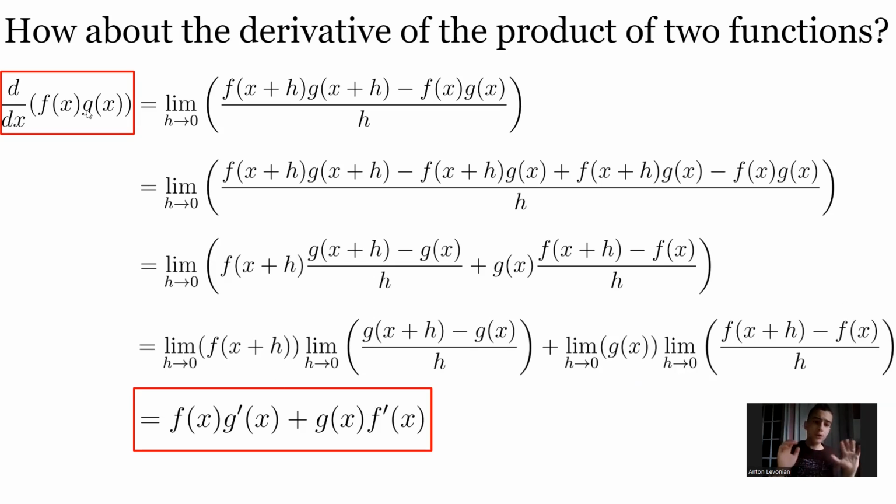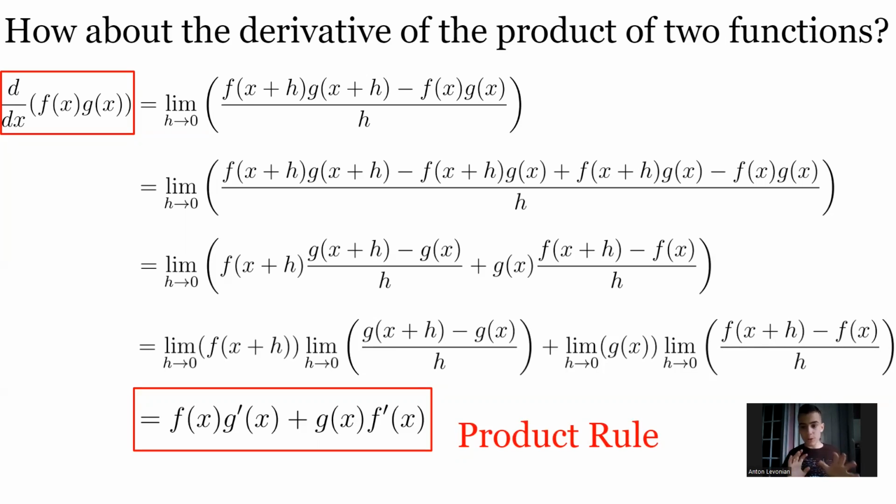And so the derivative of two functions multiplied together is equal to this very neat pairwise product sum. So you have f of x times g prime of x plus g of x times f prime of x. So one function times the derivative of the other function plus that other function times the derivative of the first function. So this is something really important in math. It's called the product rule.